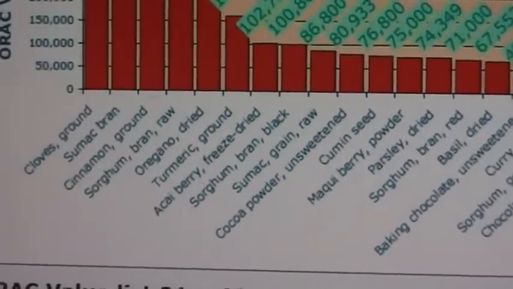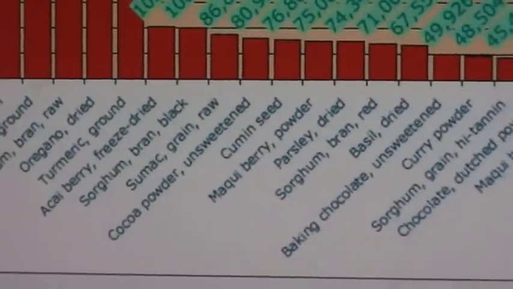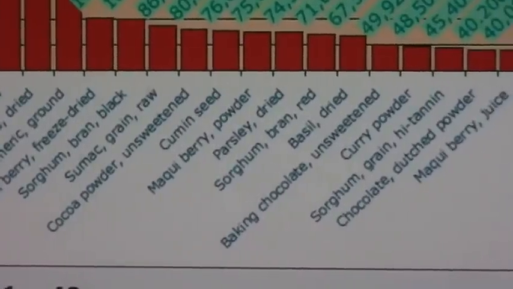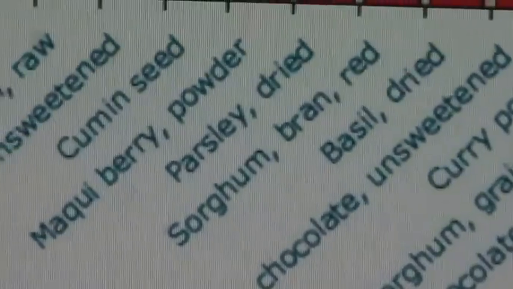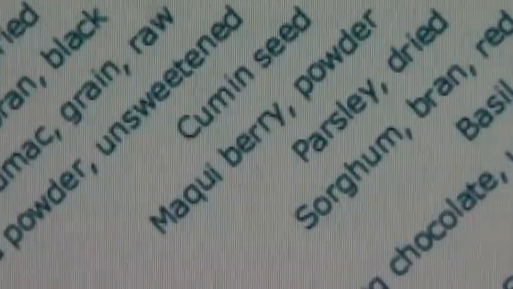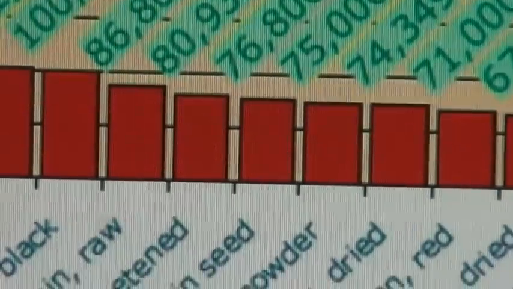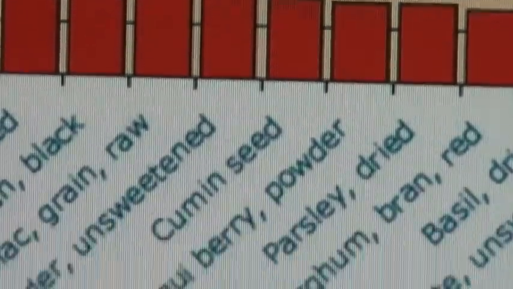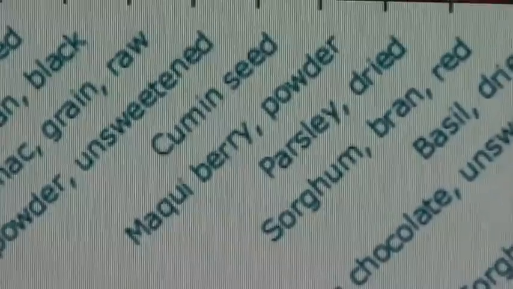Where is acai? If you notice on here, I just want to highlight this, maqui, there it is, powder, if you can look right there. Sorry for the zooming in and out, I'm trying to get close, it's right there. And this is ranked about 75,000, okay? So this is extremely high on the ORAC scale.